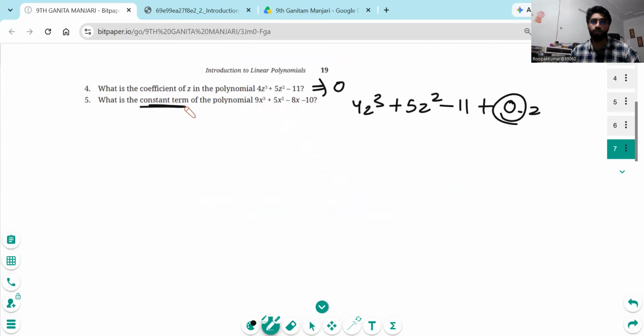What is the constant term? Constant मतलब जिसमें variable ना हो. It is -10. Be very careful. It is not 10, it is -10. So constant term is -10. And we have finished the first exercise.